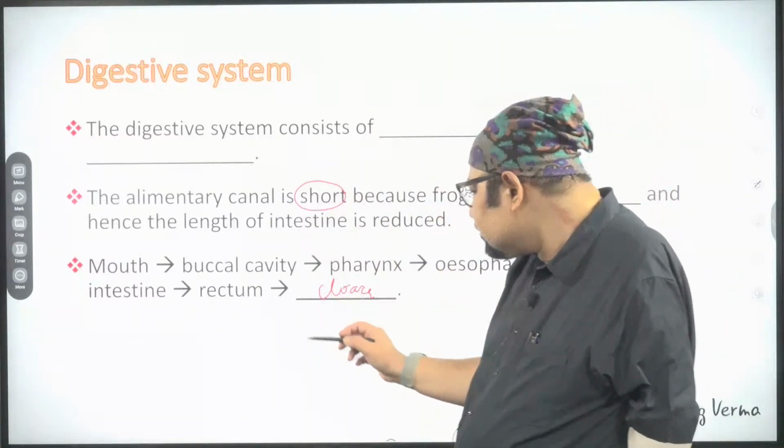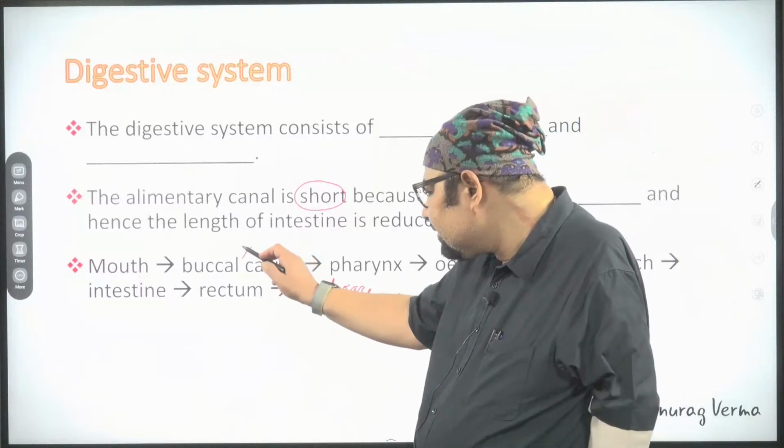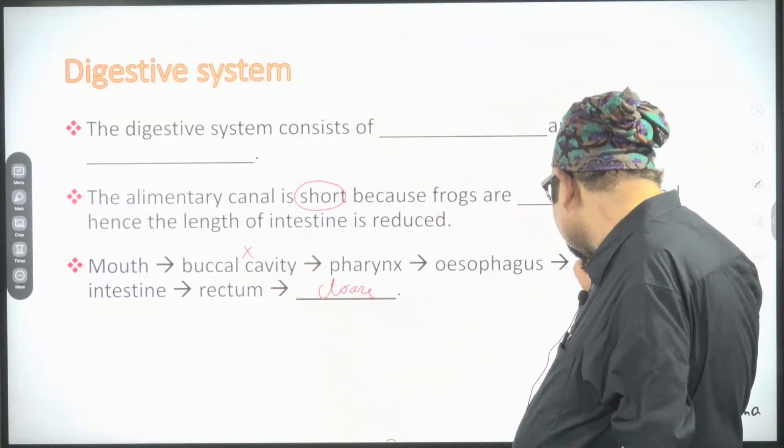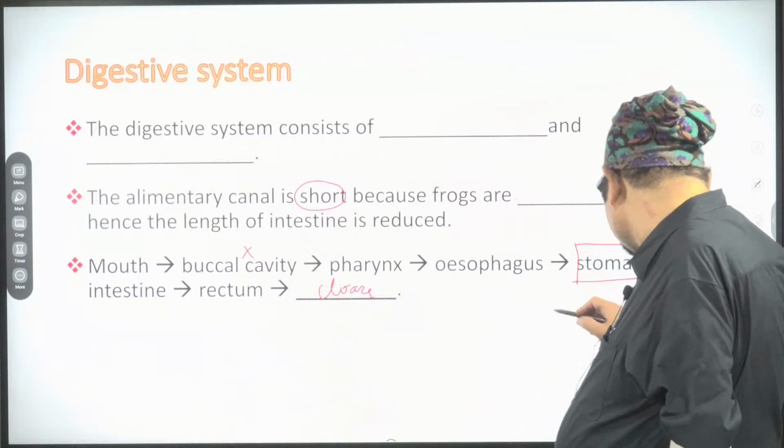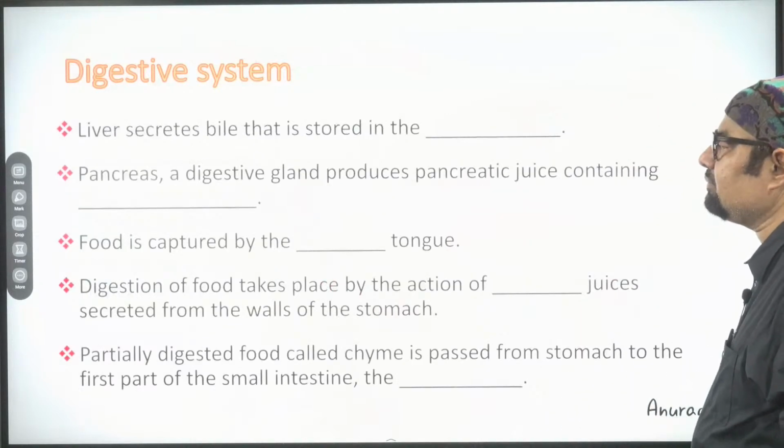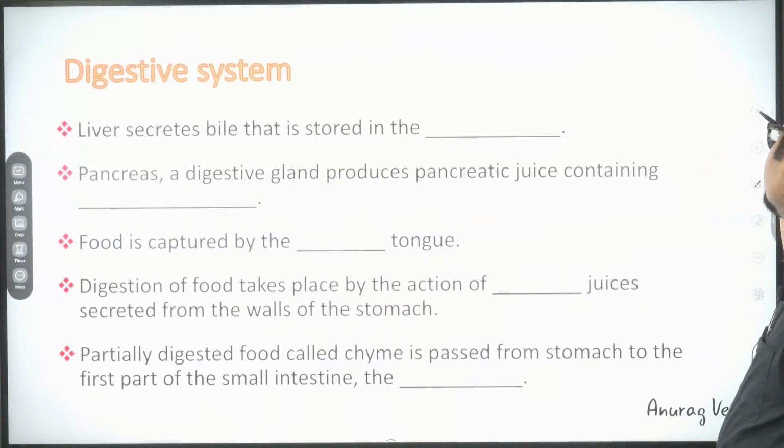The digestion of food does not begin in the buccal cavity. The digestion of food begins in the stomach. Please understand this point. Then the next point is that the liver secretes bile that is stored in the gallbladder, and the pancreas, a digestive gland, produces pancreatic juice containing digestive enzymes.